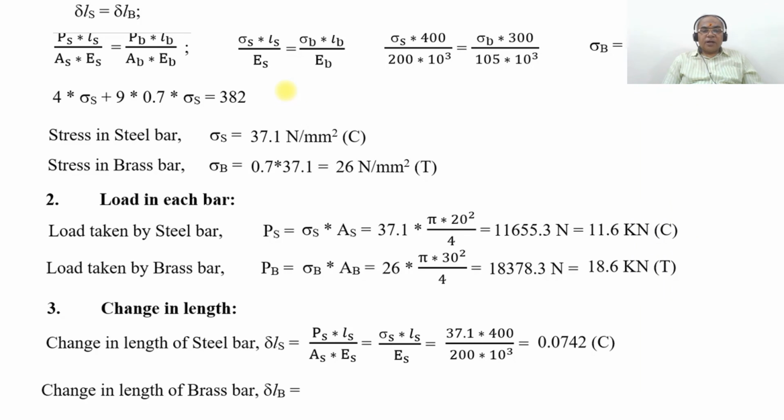So what is the change in length of the brass bar? The change in length of the brass bar will be equal to PB into LB by AB into EB, which is equal to sigma B into LB by EB. Again you substitute those values, sigma B is 26, into the length of the brass bar and the Young's modulus, whatever those values are. You are going to get the same value, but it will be in tension. So that will be equal to 0.0742 in tension. So this is how you will be able to solve this particular problem.